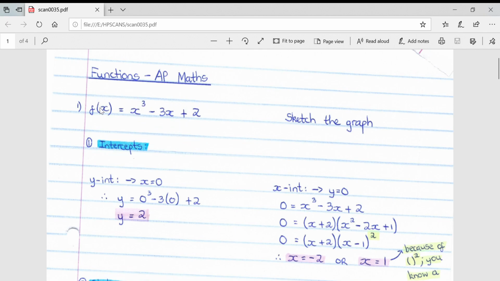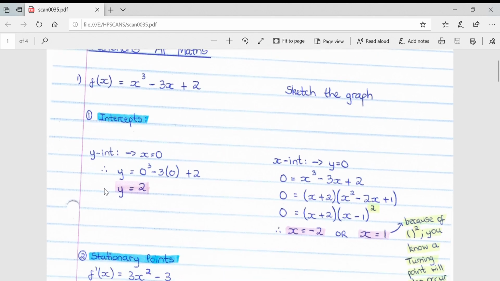for grade 12. f of x is equal to x cubed minus 3x plus 2, and you're asked to sketch the graph. The first thing you should be doing is working out your intercepts with the axis. I like to start with the y-intercept because it's the easiest. So you start with the y-intercept, you're obviously making x equal to 0. You sub in 0 into x's place and you'll get the y-intercept to be 2. So the coordinates of your y-intercept are obviously (0; 2).